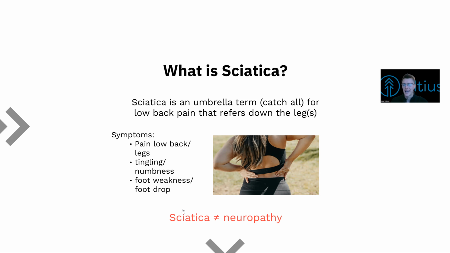A quick note, sciatica does not equal neuropathy. These are two different pathologies and diseases. Neuropathy is more so related to a metabolic disease where you'll get numbness or tingling in your fingers or in your feet on both the left and right sides, whereas sciatica is more often unilateral. So one side will be worse than the other. You can get it in both sides, but usually one side is predominantly worse than the other. So two different diseases, don't get those mixed up, okay?